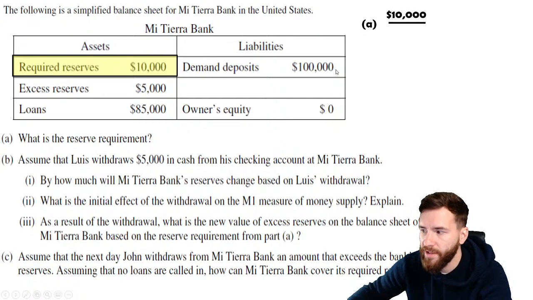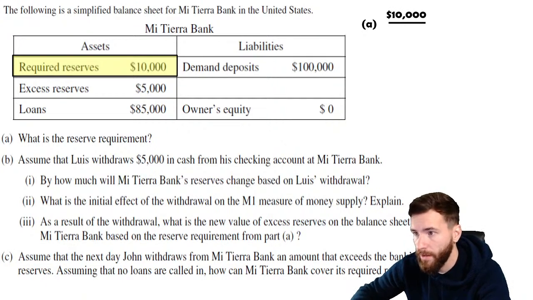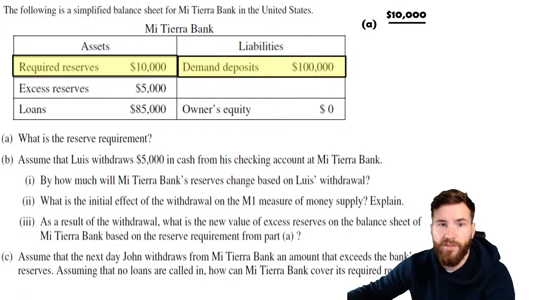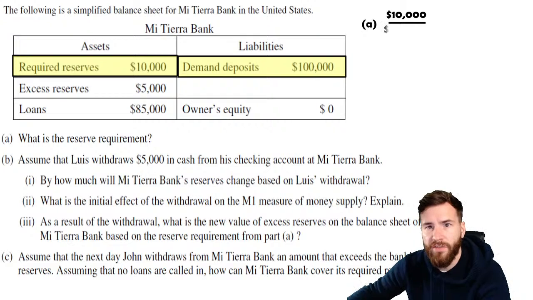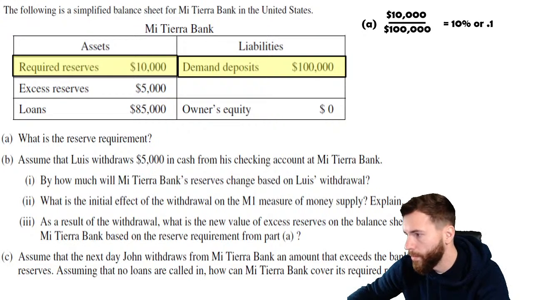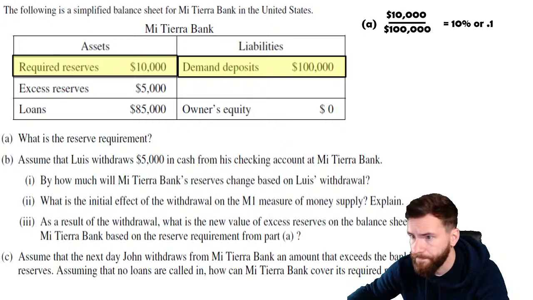It's the amount of cash that the bank must hold by law in relation to how much money is in demand deposits. So it's $10,000 divided by $100,000. So we know that the reserve ratio or the reserve requirement is 10%, or you can write it in decimal form, 0.1. But you're going to need that information later on generally. Okay, so that's the reserve requirement.